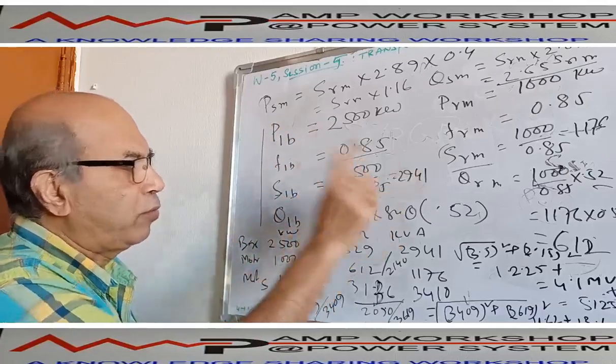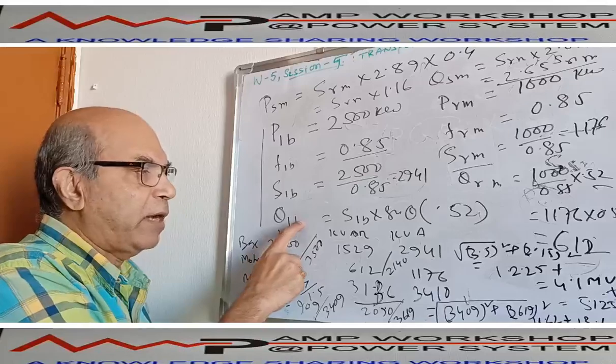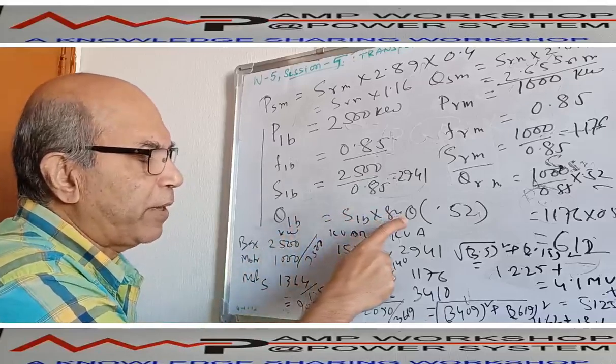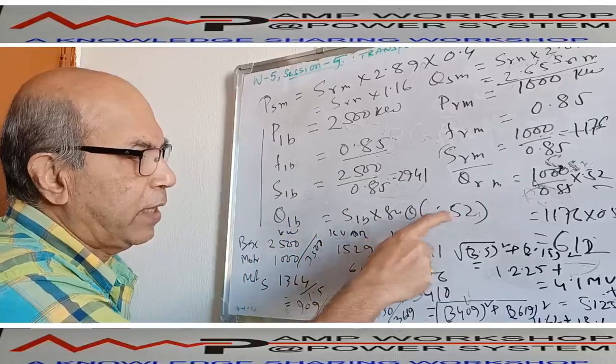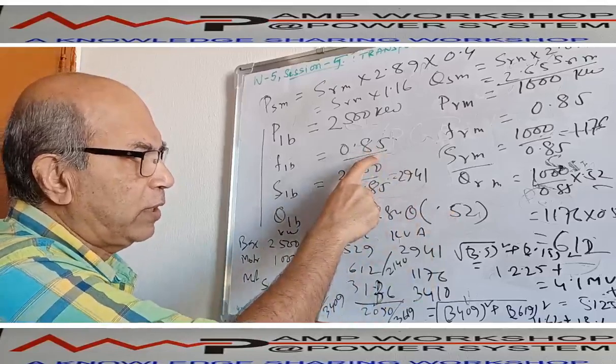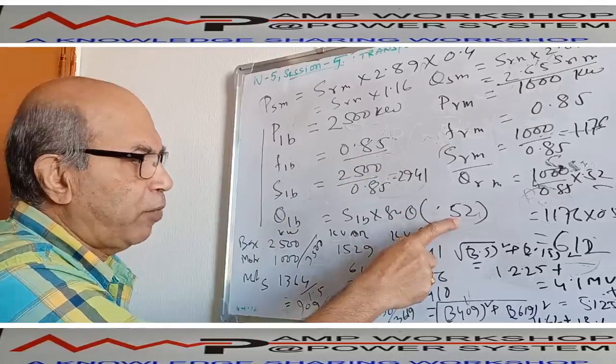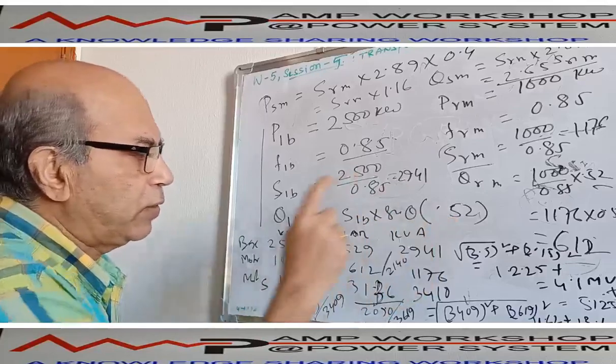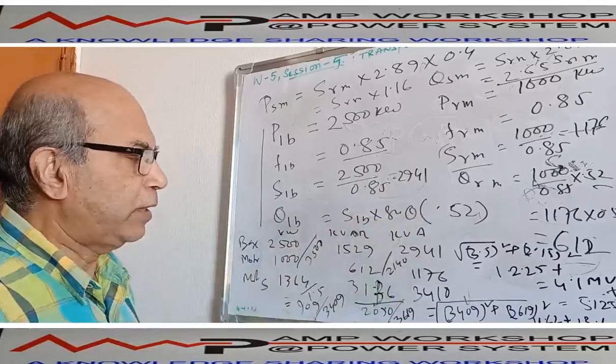2500 divided by 0.8 gives 2941. Motor reactive kVA, how much? Motor running kVA into the power factor, sin phi of the power factor. If the power factor is 0.85, cos theta is 0.85, sin theta is 0.52. So S1B into this. These three parameters we can calculate.